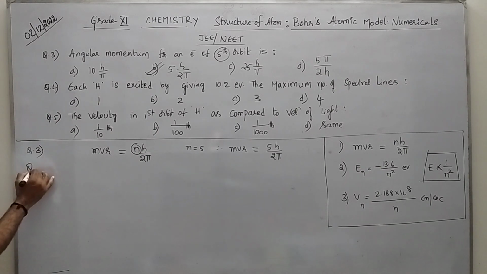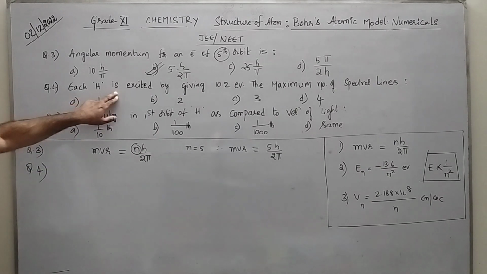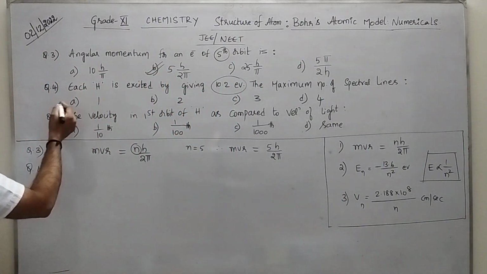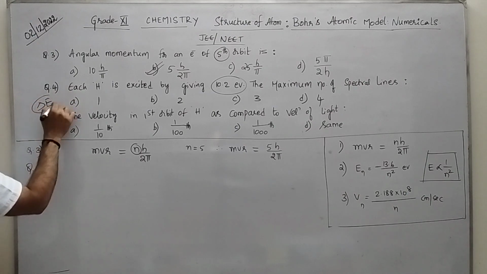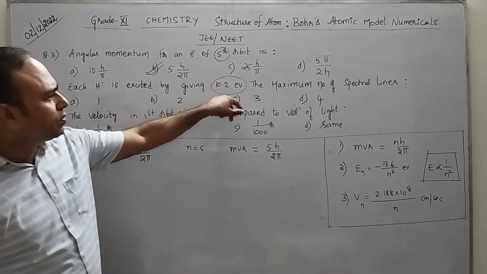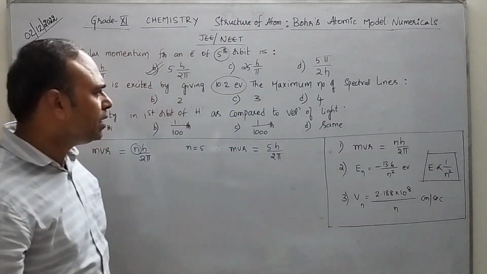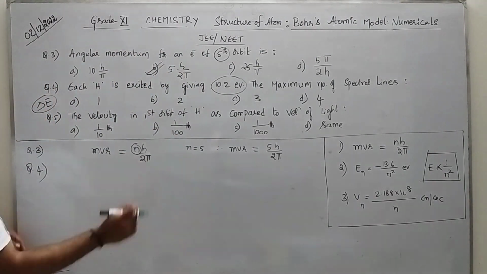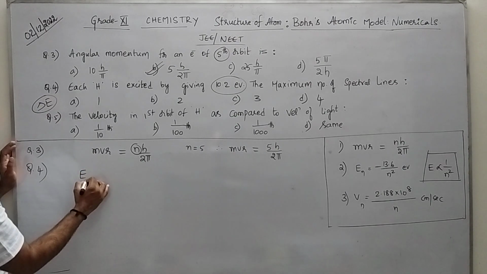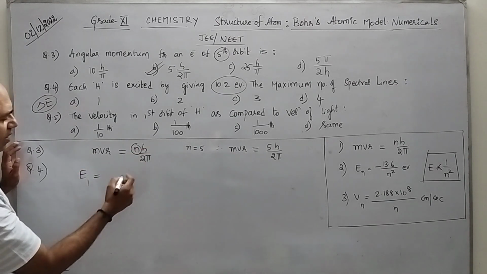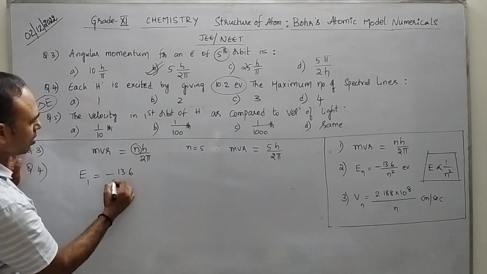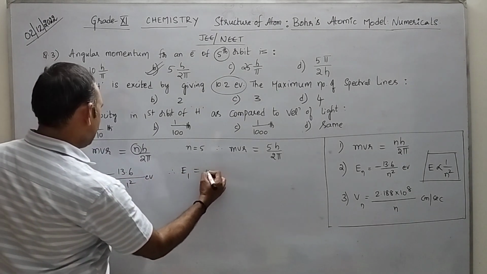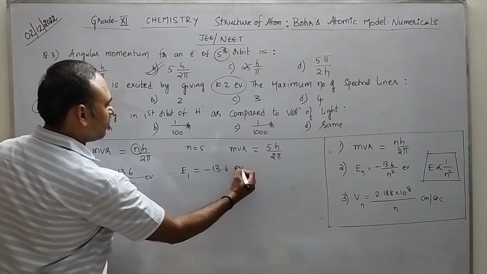Now check question number 4. Each hydrogen is excited by giving 10.2. That means what do they mean? They mean that delta E is 10.2. Maximum number of spectral lines. For that you have to calculate what is N1 and what is N2. Now let us apply the second formula. You know that En or E1 is equal to minus 13.6 by 1 square eV. Therefore we know that E1 is minus 13.6 eV.